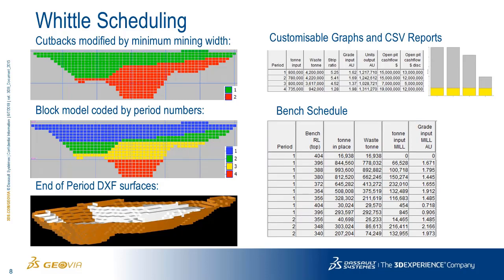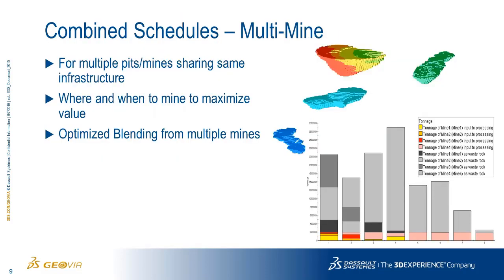Before we get into the different scheduling tools, an important feature is obviously the ability to handle multiple pits. This is quite common now: most bigger projects have several satellite pits feeding some kind of shared resource, maybe a shared mining fleet or a shared processing circuit. Obviously we could produce a schedule for each one individually and stitch them together, but that's probably not going to be very optimal. We need to handle them together.